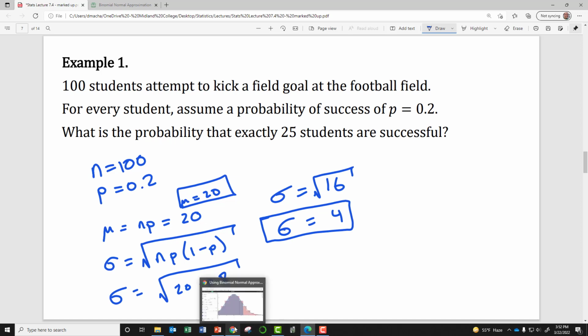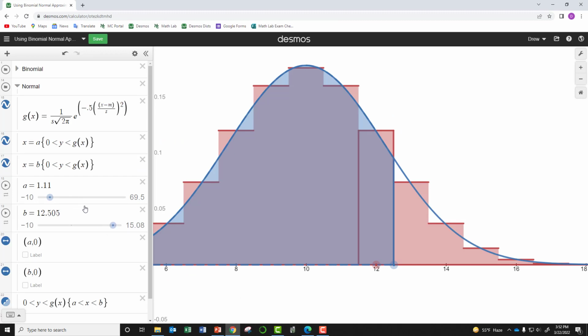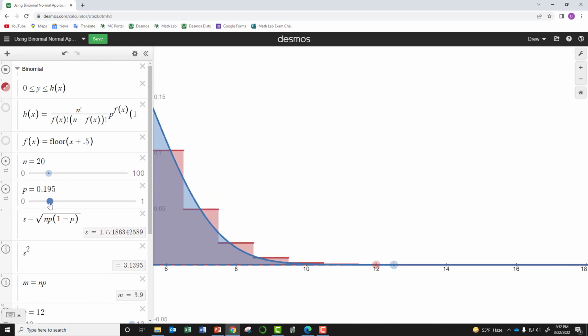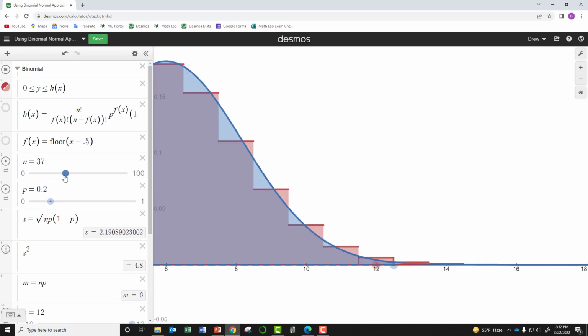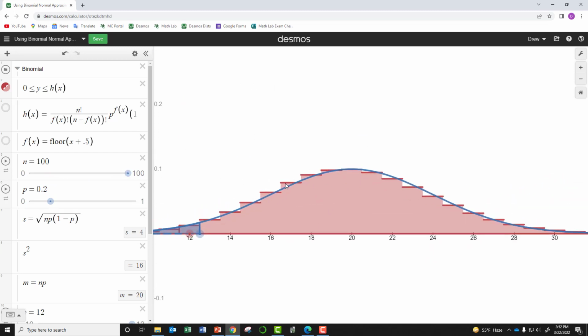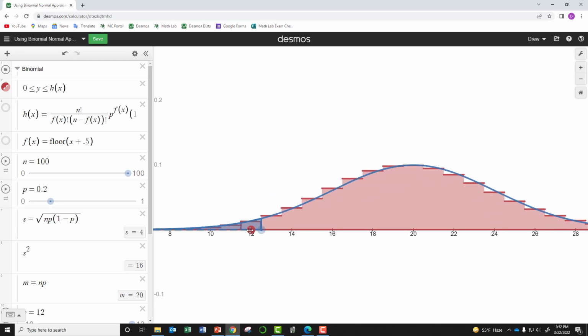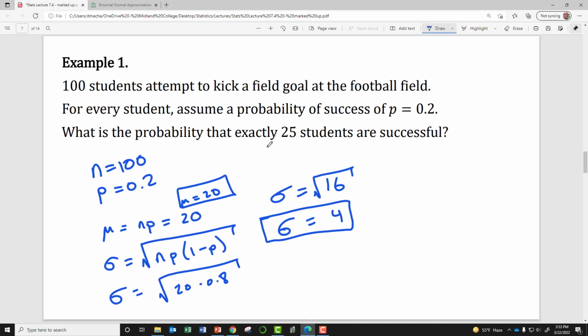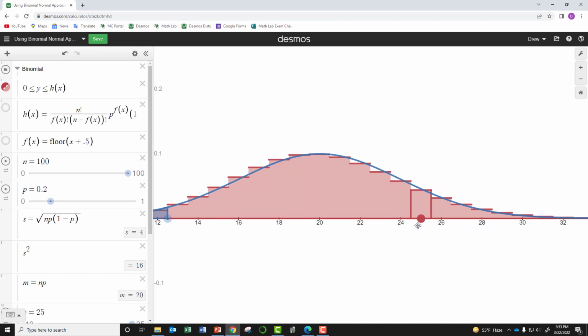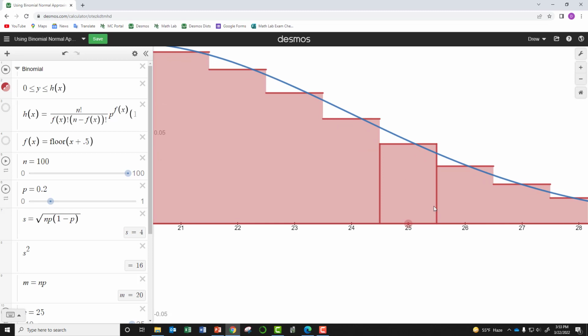And to get a visual of what that looks like, for p is 0.2, n is 100, this is what it looks like, and you can see the binomial in red and the normal in blue. Pretty good approximation. And what you're trying to approximate is the probability that exactly 25 students are successful. And so what we're approximating is going to be the area of this rectangle here with the red border, around 25.